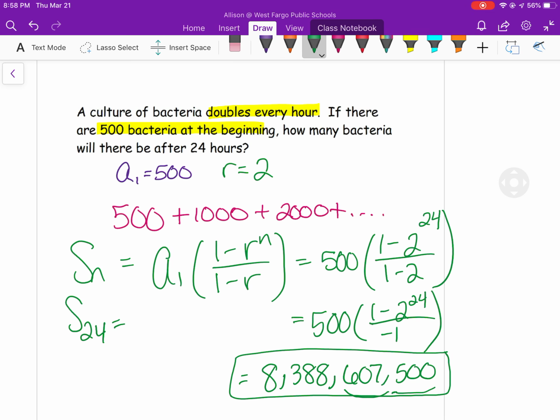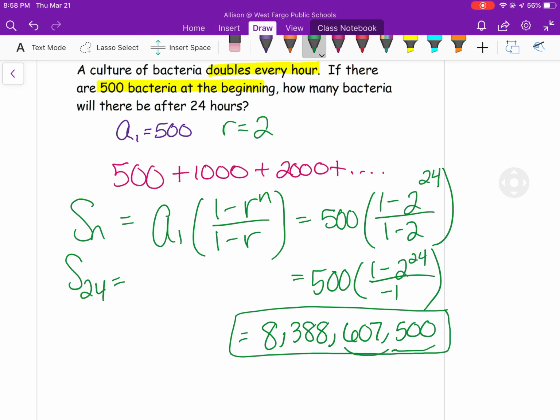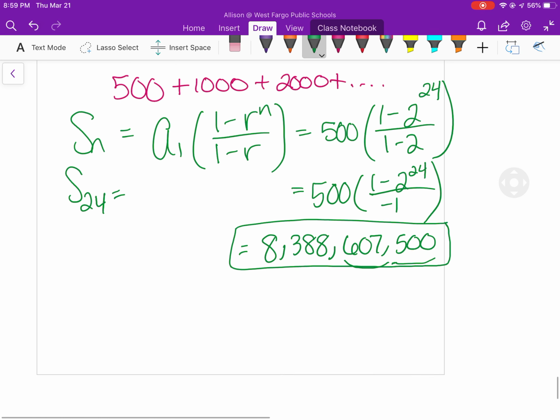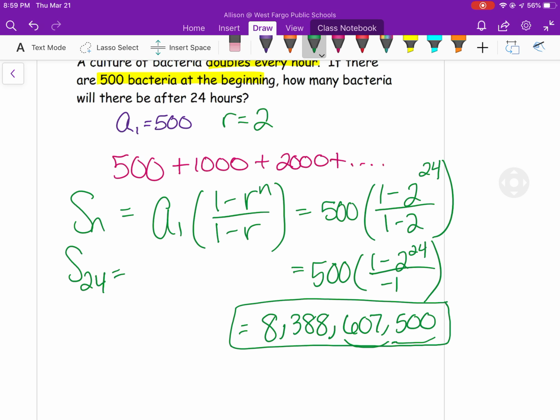Okay, so all you've got to do is find the key pieces that you need for the formula and plug them in, and then make sure that you put them in the calculator correctly.